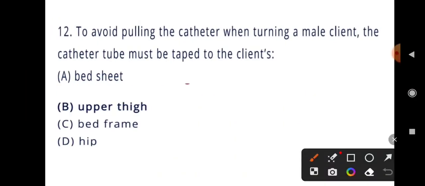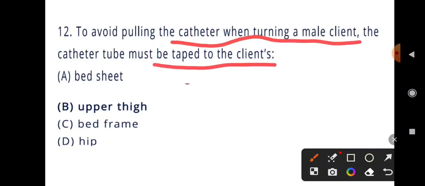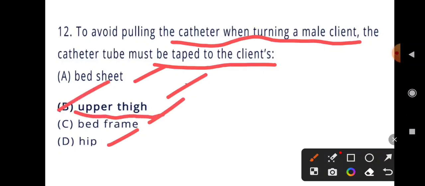So next, to avoid pulling the catheter when turning a male client, the catheter tube must be taped to the client's options: bedsheet, upper thigh, bed frame, hip. Option B, it should be taped to the upper thigh.